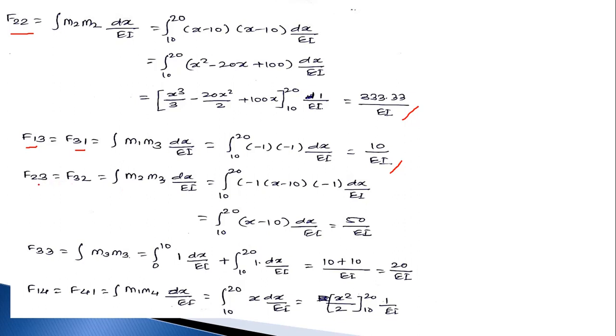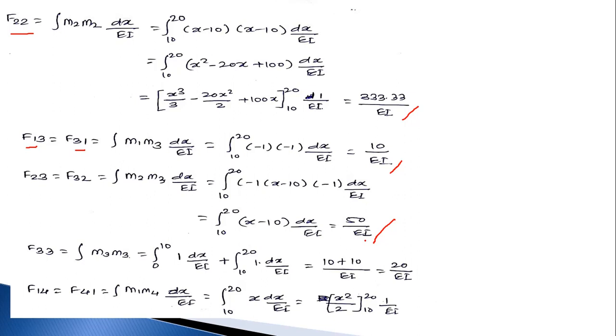Then in a similar way, calculate f23 and f32, and both values are the same, that is f23 is equal to f32. Means I want to multiply for this coordinate, that is m2 into m3 with respect to dx upon EI. So the limits become 10 to 20, that m2 value is minus 1 into x minus 10 and m3 is minus 1, dx upon EI. So simplifying this equation, integration of 10 to 20, that is x minus 10 dx upon EI. By solving this equation, we got f23 is equal to f32 is equal to 50 upon EI.